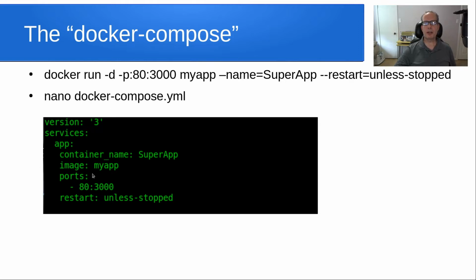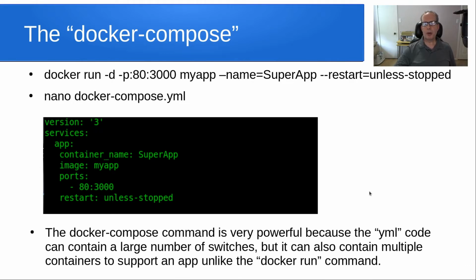And to run this with Docker Compose, we just do a docker-compose space up space -d to detach, and it does the same detach, except it runs it from the Docker Compose file. So the docker-compose command is really powerful because the YAML code can contain a large number of switches, and it can also contain environment variables. But most importantly, a Docker Compose file can contain multiple containers to support an app, unlike the Docker run command that's usually designed to run only one image and create one container.